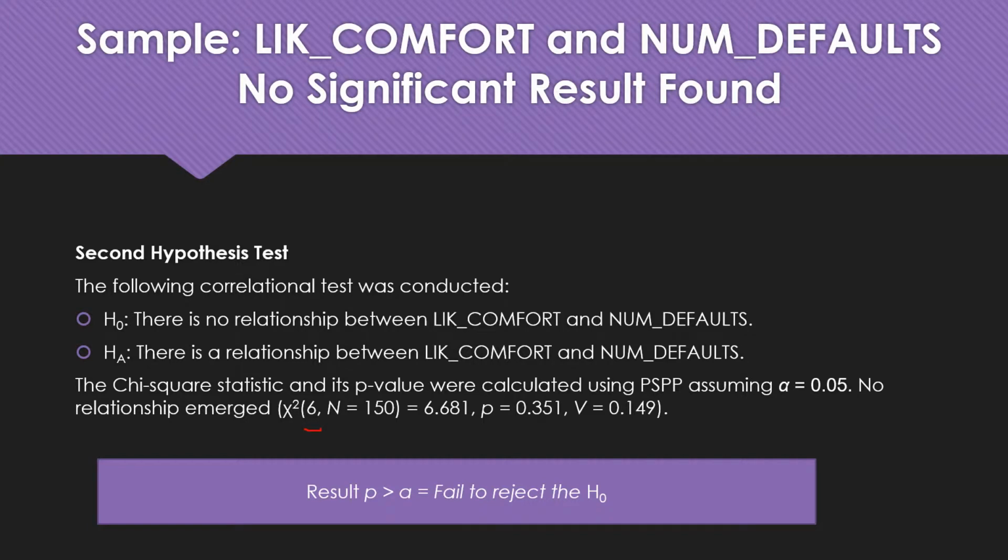The cases identified is 150. The chi-square value is 6.681. The level of significance is 0.351. And the Cramer's V value is 0.149. You see this number here? Conducting the analysis once again revealed no relationship emerged. They are not correlated.